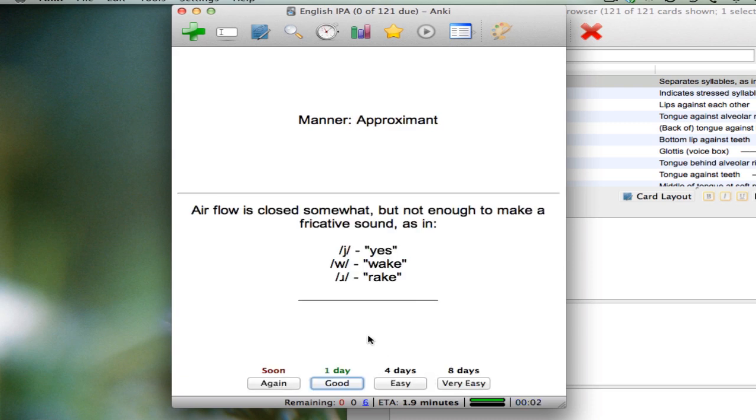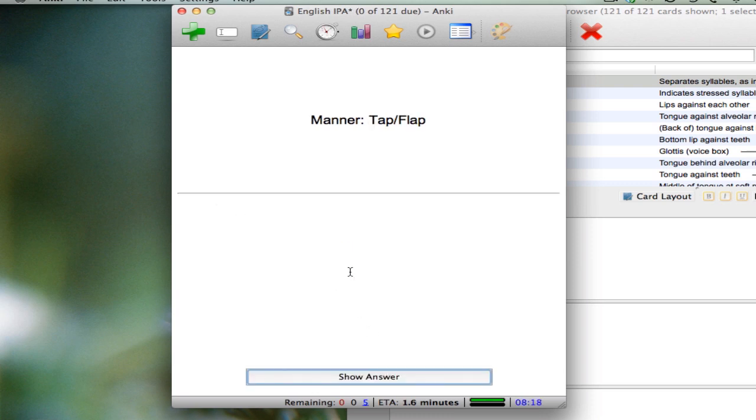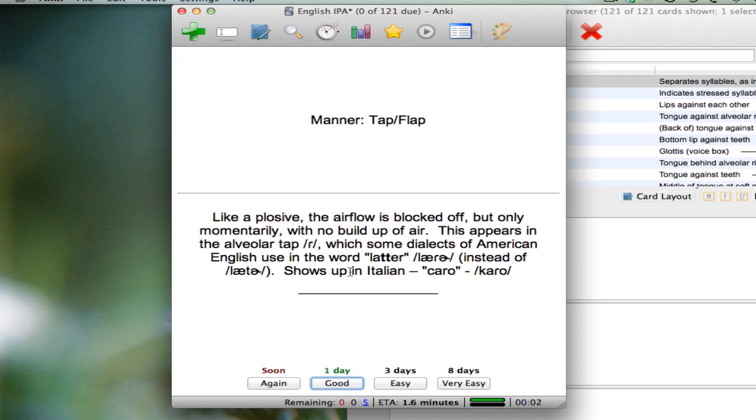Approximants are closed somewhat, but not as much as fricatives. We only have three in English: yes, wake, and rake. Taps are not really in English, but I've included all the manners here just so you have them. Some dialects will use it. You'll sometimes hear, instead of latter, you'll hear ladder. And so the T actually turns into an R flap.